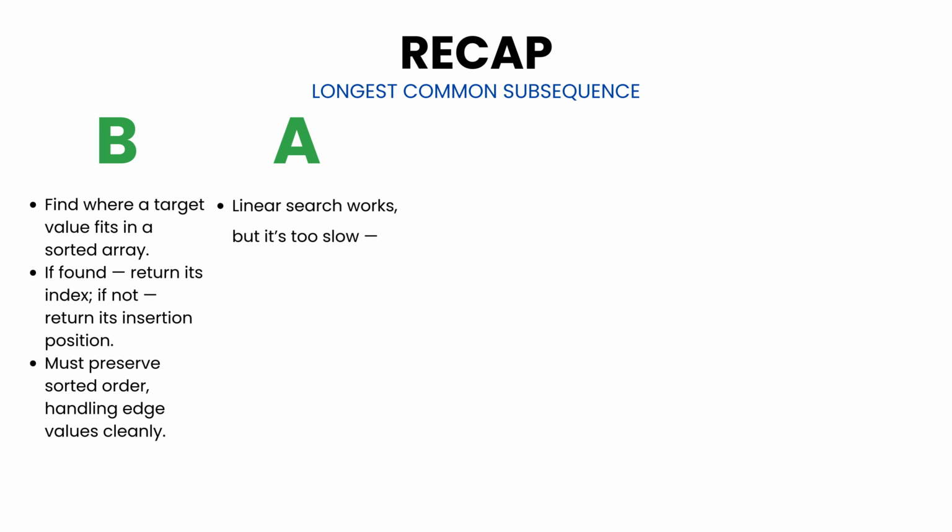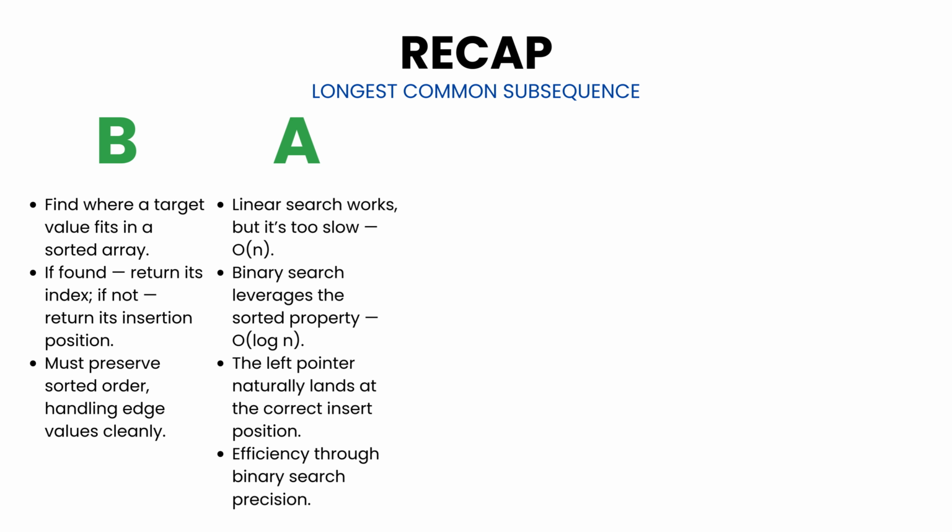Assess recap. We compared a linear scan to binary search. The linear approach works but costs O(N) time. Since the array is already sorted, binary search is the smart move. It cuts the problem down to O(log n) time with constant space. The key detail? When the target isn't found, the left pointer naturally lands exactly where the target belongs.